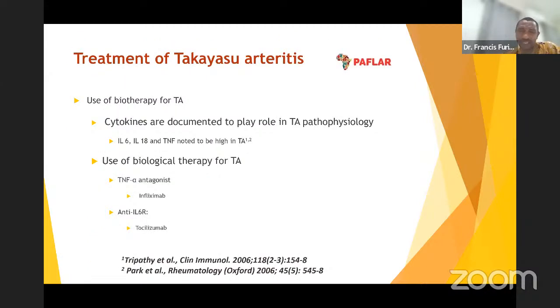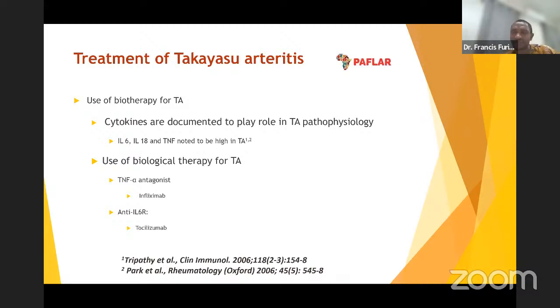Of course, with the increased understanding of the disease pathophysiology, cytokines, including interleukin 6, 18, and tumor necrosis factor, the use of biological therapy has been tried and has shown success most of the time. The only challenge that we have is the fact that most of the studies that are indicating the use of biologics are all retrospective studies and small studies. So we don't have strong evidence to guide the treatment of Takayasu arteritis using biologics.